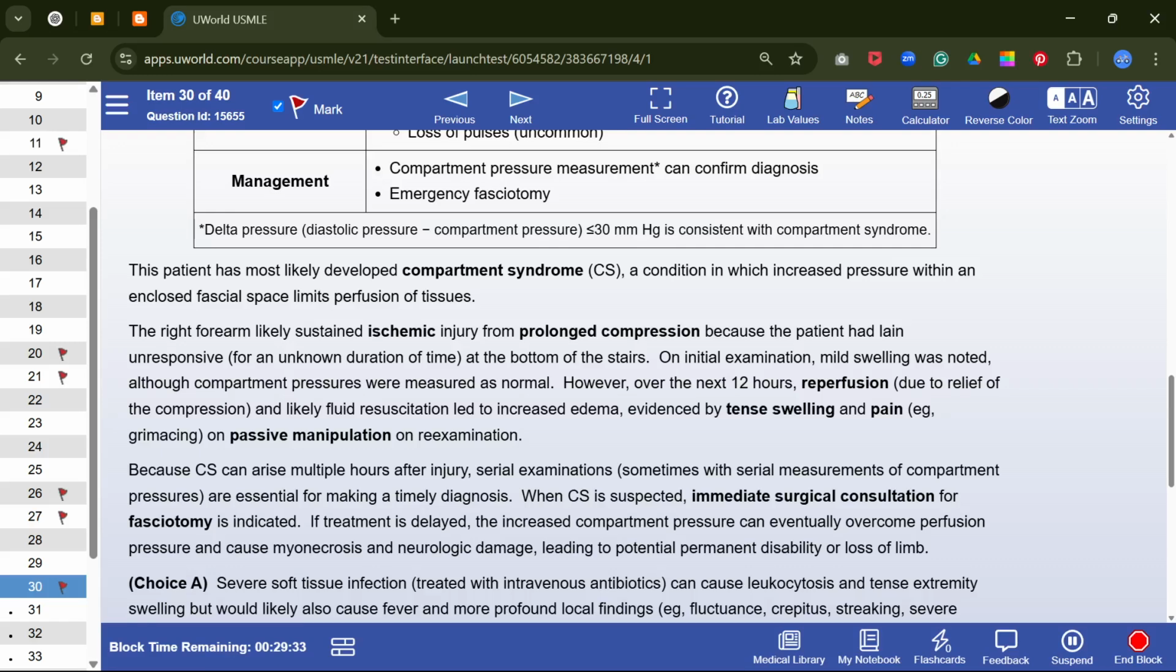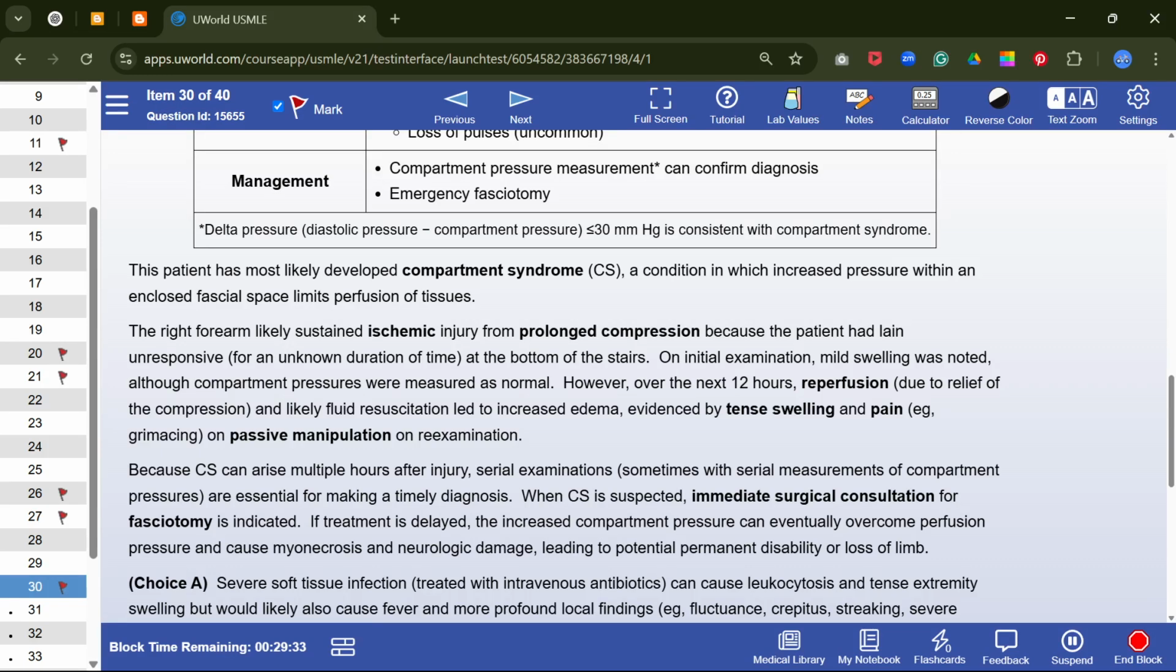However, over the next 12 hours, reperfusion due to relief of the compression and likely fluid resuscitation led to increased edema, evidenced by tense swelling and pain, grimacing on passive manipulation on re-examination. Because compartment syndrome can arise multiple hours after injury, serial examination, sometimes with serial measurement of compartment pressure, is essential for making a timely diagnosis.